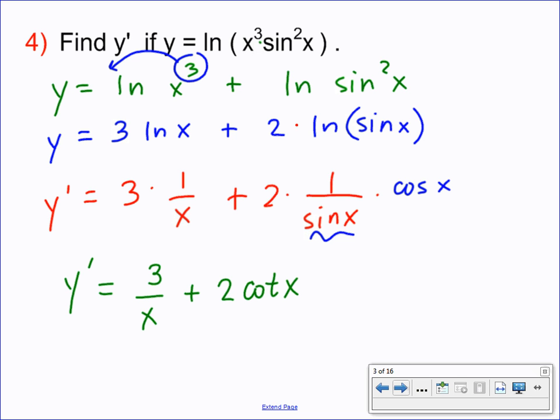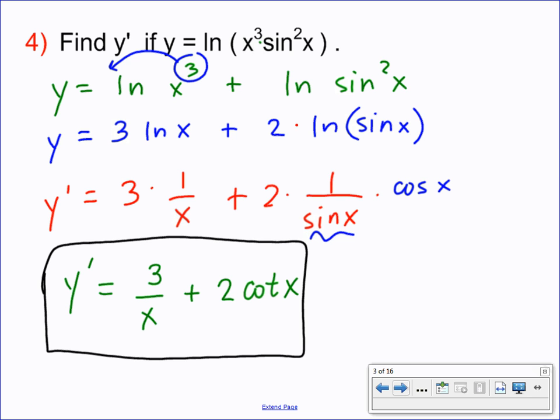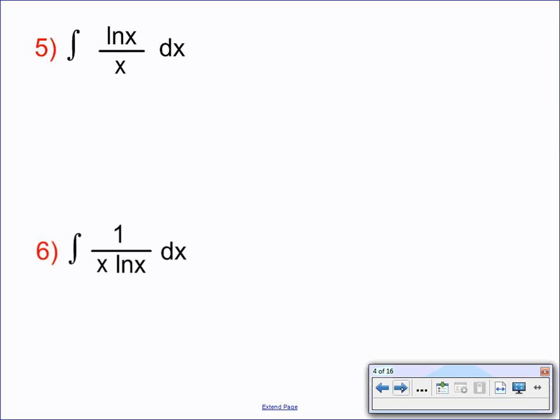So we had the same thing for number 4. Awesome work, you guys. Great. What questions do you guys have about using your log properties to make your calculus lives easier? I think in some ways that's easier to recognize than number 5 and number 6.